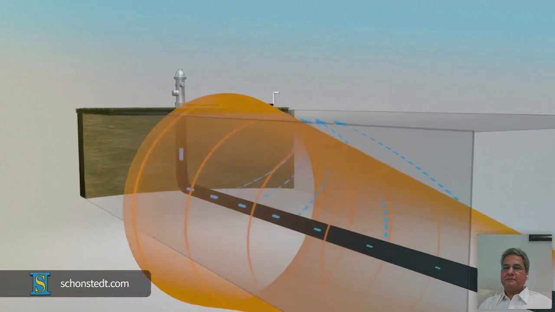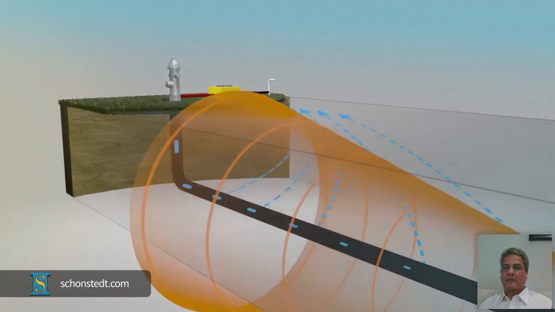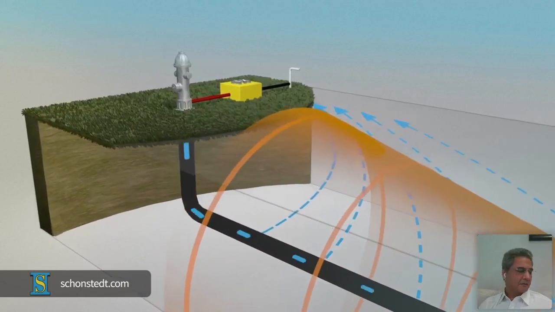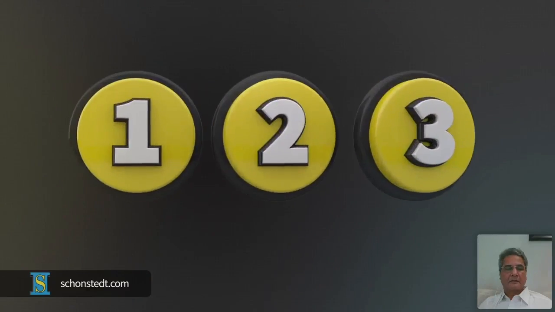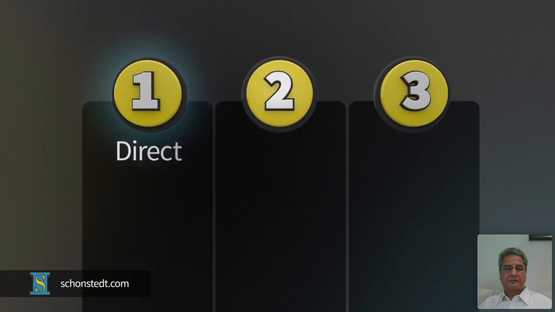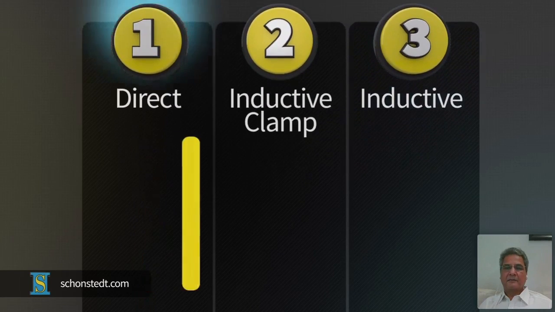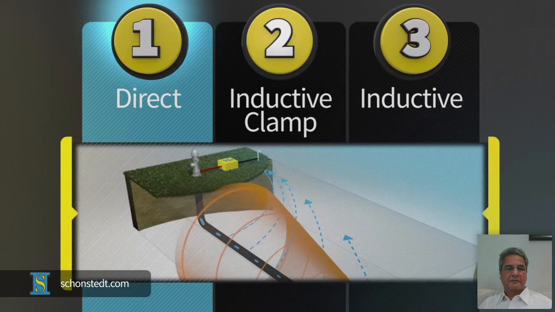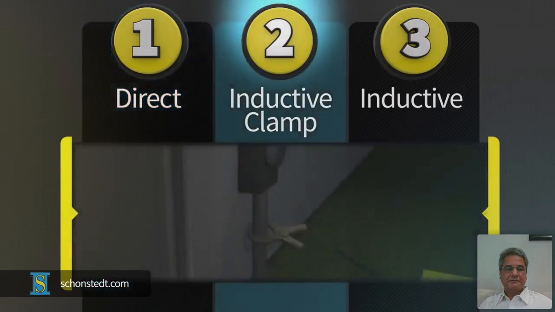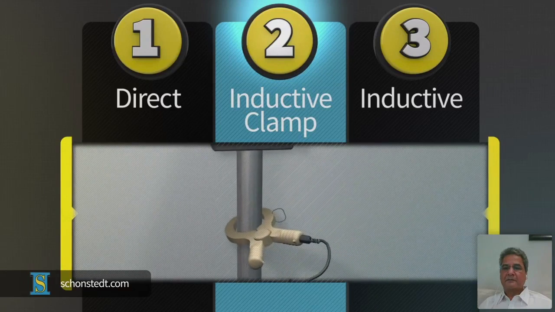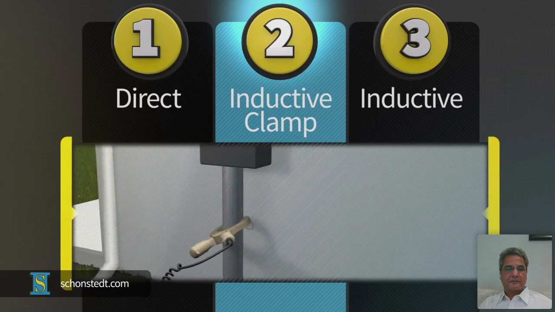Active locating requires you to create an electrical circuit through which current can flow. This can be accomplished with three different types of connections, known as active modes. The three active modes of connecting are direct, also known as conductive, inductive clamp, and inductive. The direct mode produces the largest amount of current and increases locating success. The inductive clamp mode produces less current, but it's a good choice when lack of access to the pipe or cable prevents you from using the direct mode.